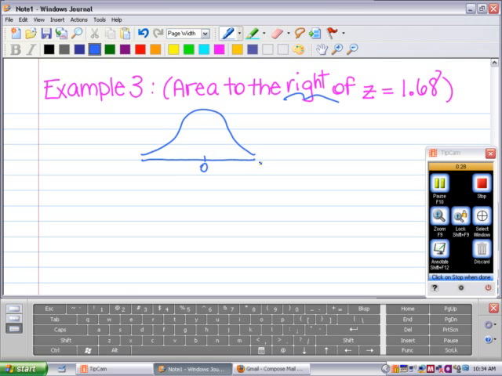Put 0 right in the middle. Label it z or z-scores, whatever you prefer. And we have 1.68. Let me draw that. And here's where we're changing things up. Now we want to the right. So we have to literally shade in to the right. We want this area as our final answer.